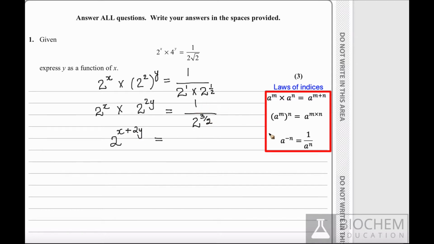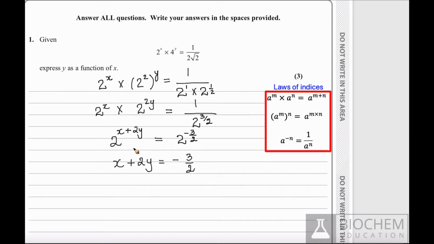now here on this side, we will have to apply this law of indices, which says a to the power of negative n can be written as 1 over a to the power of n. Hence, applying this here, we can rewrite this as 2 to the power of negative 3 over 2. Hence, we can write this as x plus 2y is equal to negative 3 over 2.